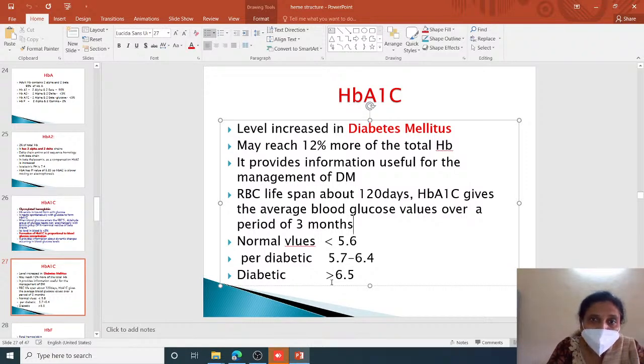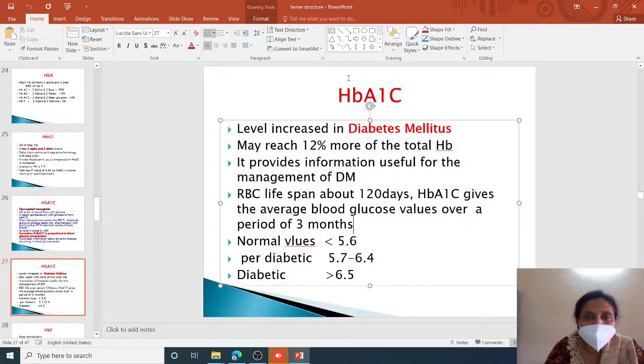HbA1c is one of the types of adult hemoglobin. Here, HbA1c is composed of what? Like an adult hemoglobin it is composed of alpha and beta chains, but here glucose has been attached. Okay, so that's it about here.